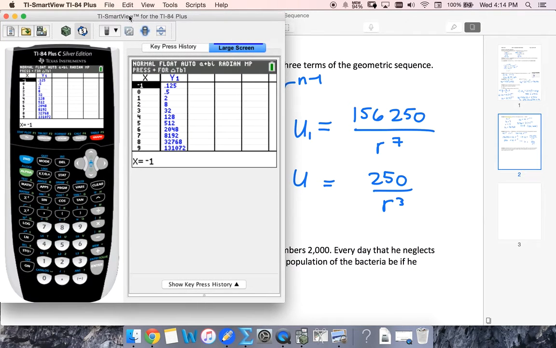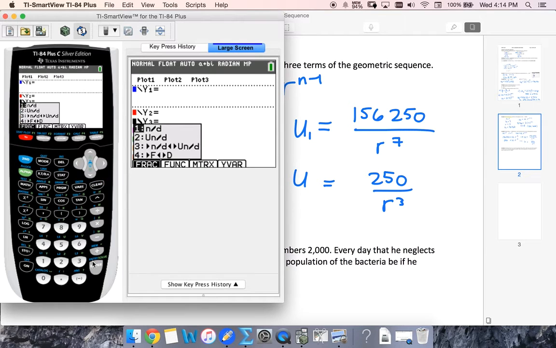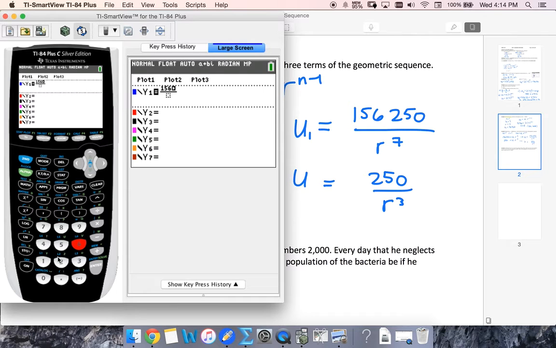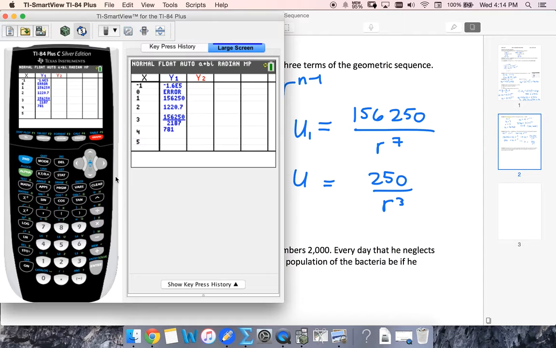But again, I'm going to use my table rather than graphing, especially because these seem like they're going to be crazy equations. So let's put it in. 156,250 over x to the 7th power, another fraction, 250 over x to the 3rd power. And again, I'm going to come into my table. So I want to know where those two things are equal.